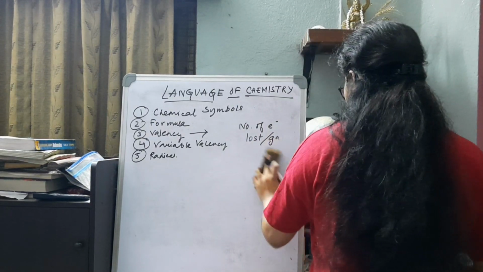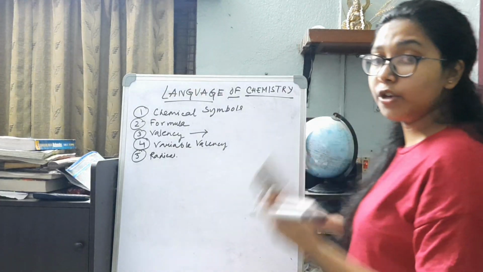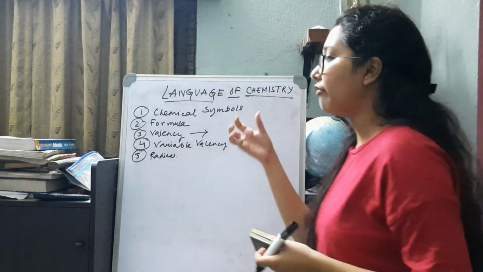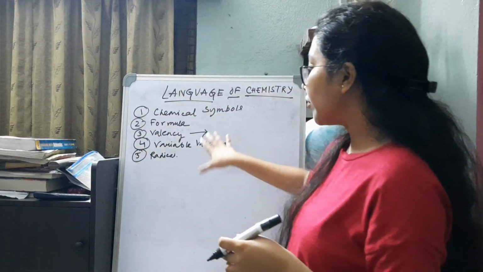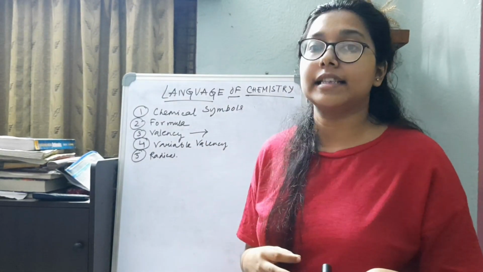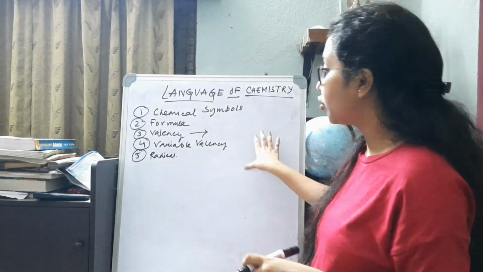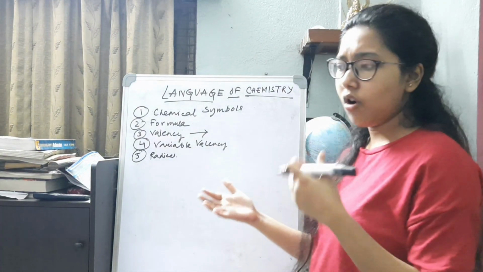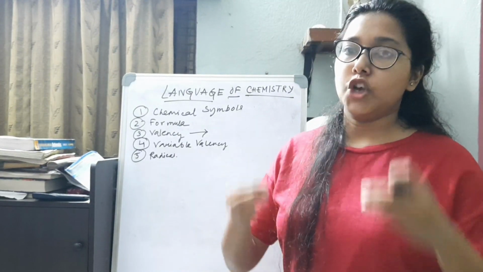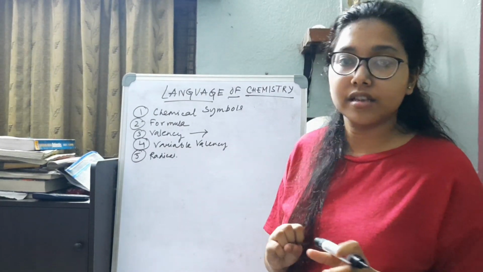Moving forward to the next topic, what is variable valency and why do we observe variable valency? Why is the valency observed to vary for certain elements? You will see that there is a special kind of elements that actually show it. Special in the sense that only the d-block elements, or the transition metals, generally show variable valency.